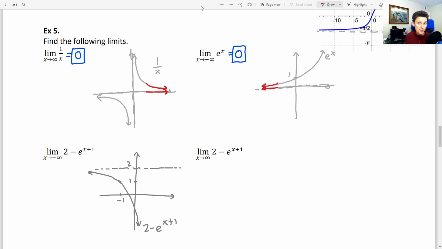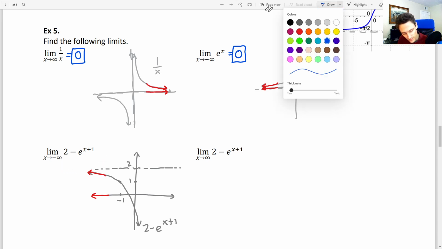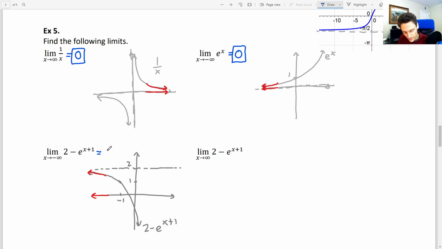Now that we've got the graph, we can evaluate these limits. The limit as x approaches negative infinity is what here? Well, if x is going to negative infinity, we're moving to the left. Our inputs are moving to the left. So as we're traveling along the function going to the left, those y values are getting closer and closer to that horizontal asymptote at 2. So the y values are getting closer and closer to 2.